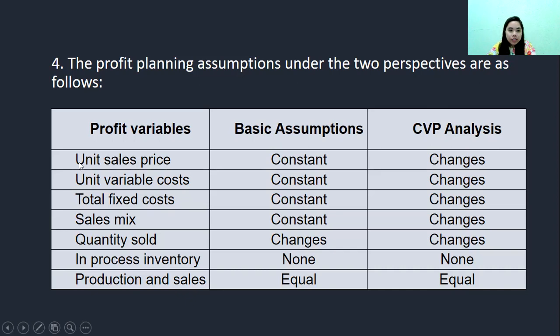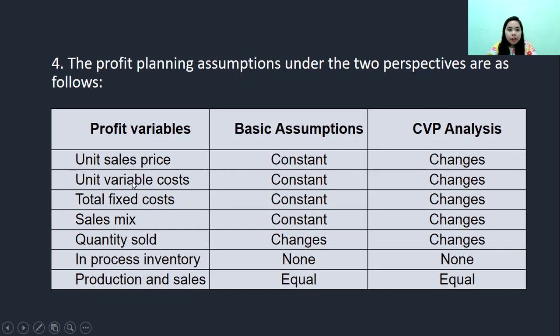First is the unit sales price. Its basic assumption is that it is constant, it does not change. If, for example, you increase production or you decrease production, your unit sales price is still the same. That is why it is assumed to be constant. In a CVP analysis, it changes.